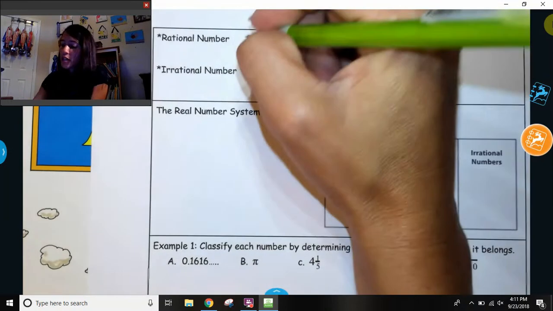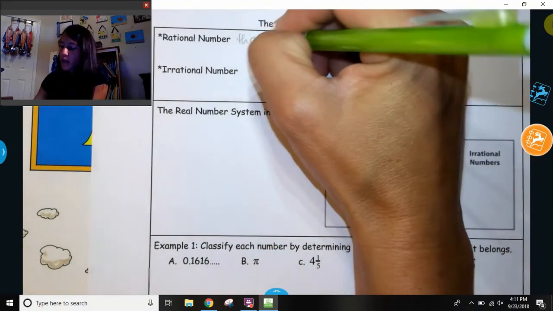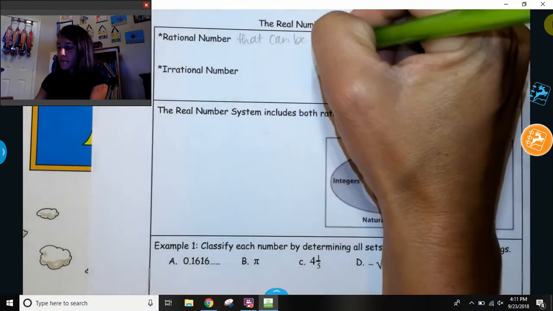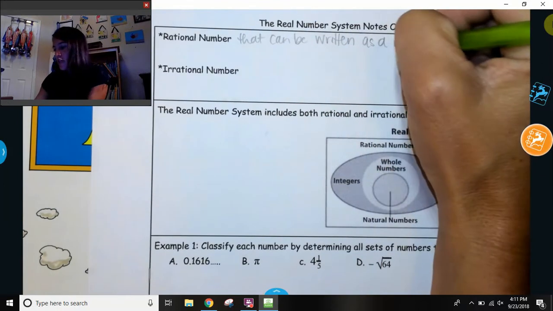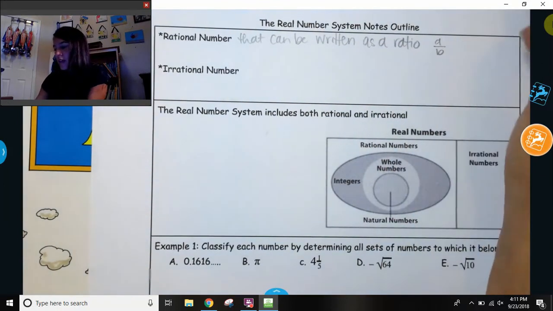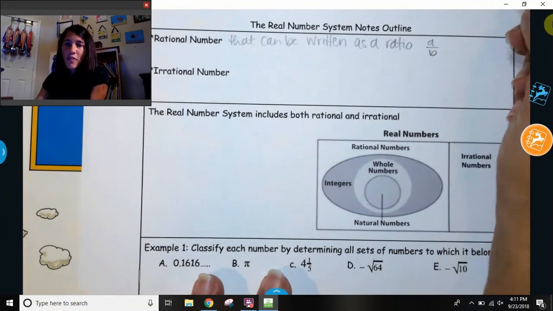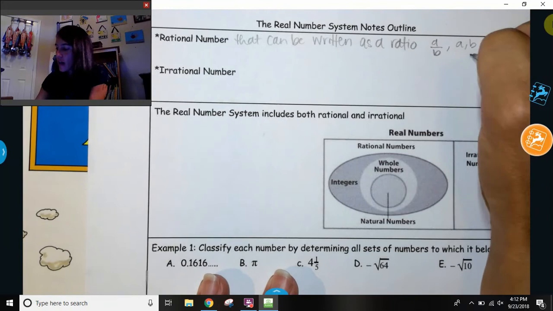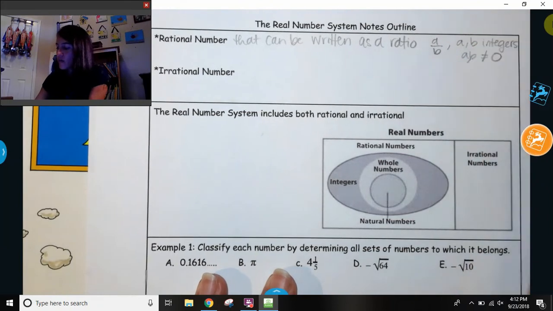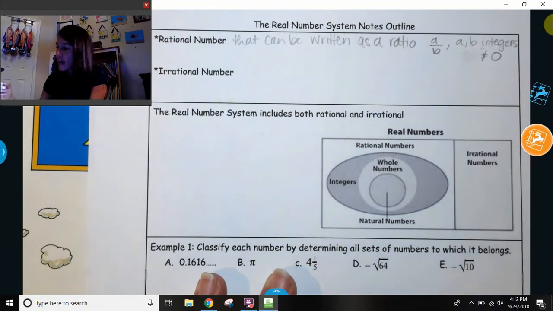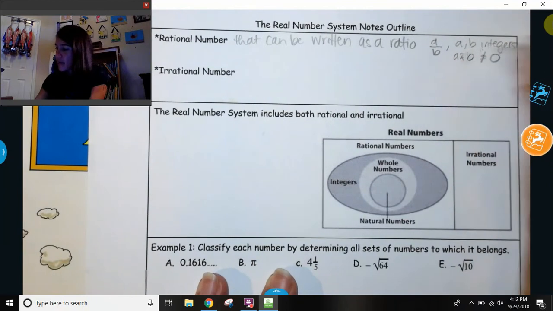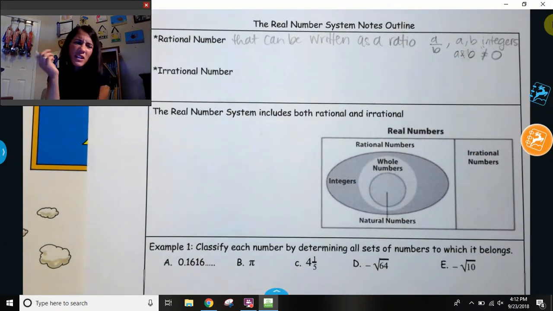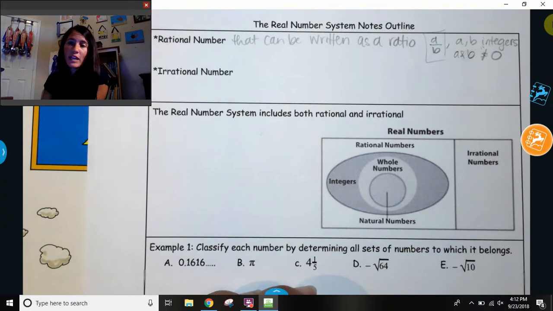A rational number is any number that can be written as a ratio A over B, where A and B are integers and B does not equal 0. Well, I guess A can be 0, but B can't be 0 in the denominator. So it's any number that can be written as a ratio in the fraction form of A over B.